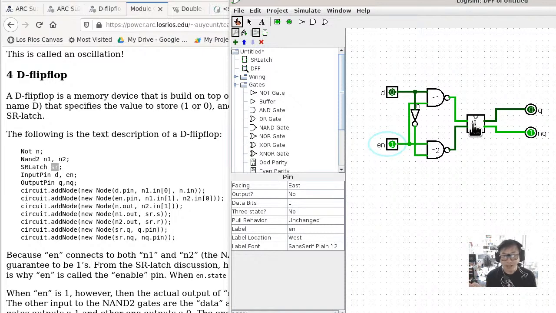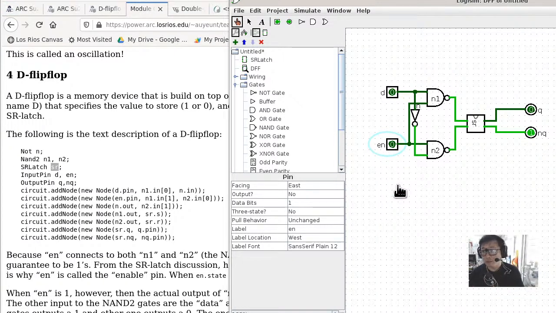But that's okay, because we know that if both inputs to an SR latch are 1s, we're basically just telling the SR latch to maintain its current output state. So Q and NQ will remain the way they are. Okay, Q is going to be a 0 and NQ is going to be a 1 if I change En from a 1 to a 0. Okay, so that's good. So far so good, right?